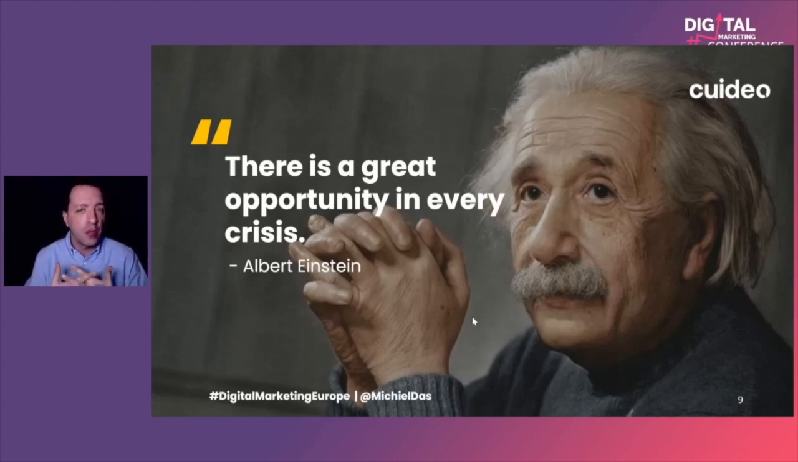So a lot of companies and also customers in all of the countries in Europe are suffering heavily, right? People are also watching what they're spending, and they're controlling their spending habits a lot. So obviously, this is a challenge, but as Albert Einstein was also saying, in every challenge, there's also an opportunity, right?